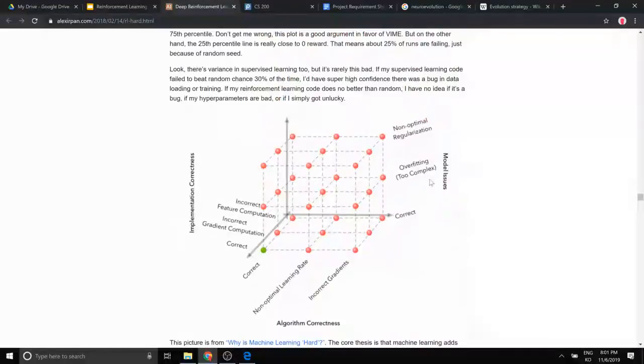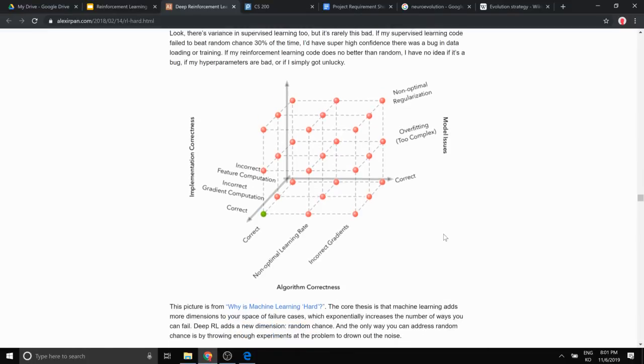Here's a diagram for why machine learning is hard. There are just so many things that can go wrong, basically.